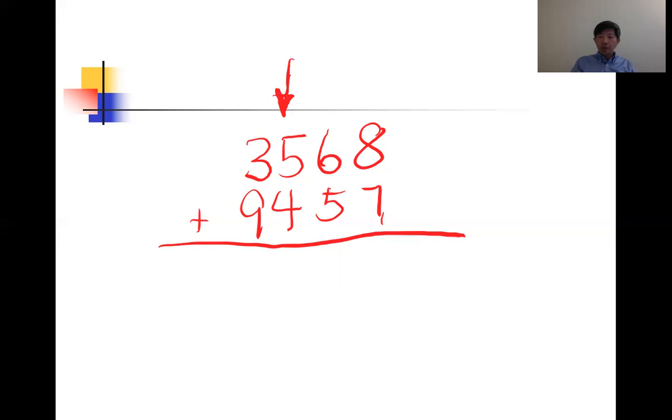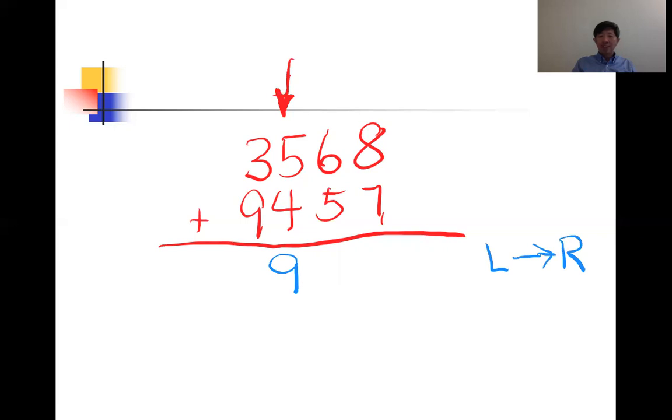First of all, I would use two different colors so you can take a look. We will do left to right first. Okay, left to right. So left to right, 5 plus 4, how many?